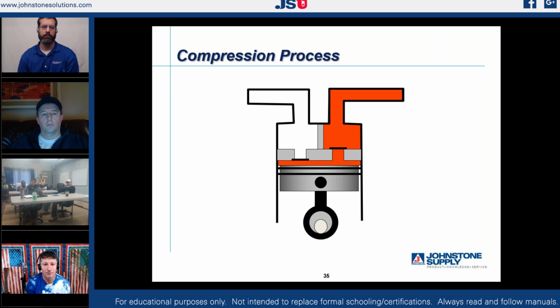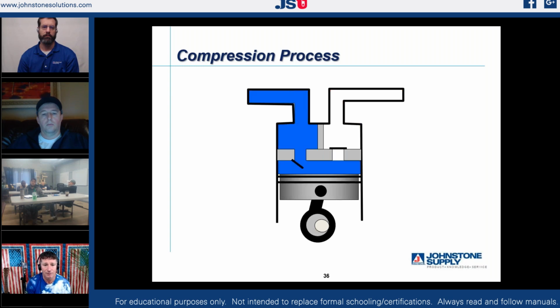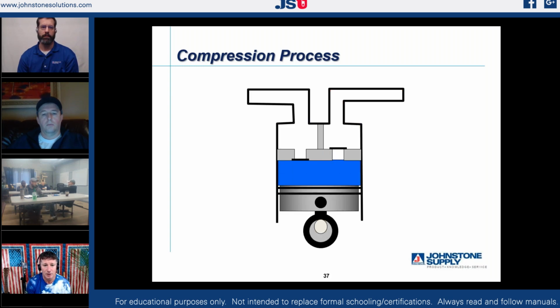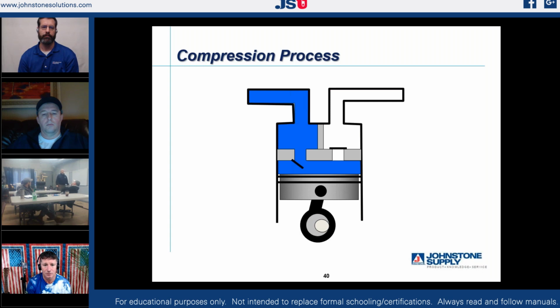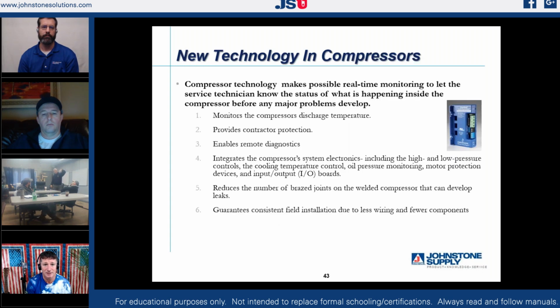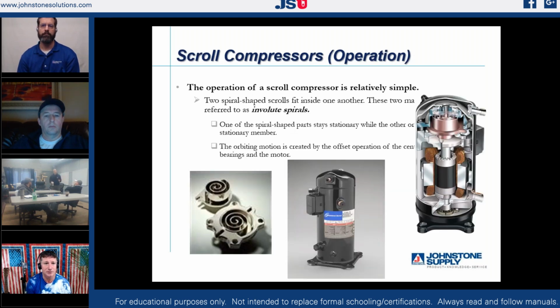If we look at the function of that, it's simply going to fill the piston. We're going to bring volume into our chamber. We're going to compress it, and then we're going to discharge at a higher rate. So that's just the simple process of compression ratio. Some of the technology that's changing in our compressors, new technology makes it possible for real-time monitoring and keeping an eye on the operating conditions of our compressors. So we're starting to see a lot more controls to be able to maintain our compressors.